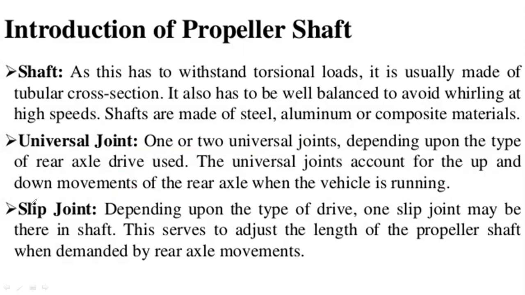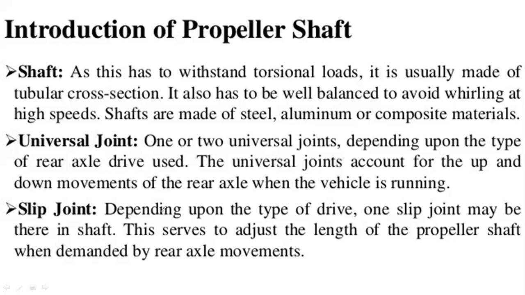And next one, the slip joint. We are using different types of joints in these propeller shafts: one is the universal joint and another is the slip joint. Depending upon the type of drive, a slip joint may be there in the shaft. This serves to adjust the length of the propeller shaft when demanded by rear axle movements. Based upon the type of driving mechanism, we are using different types of joints in the automobile vehicle.